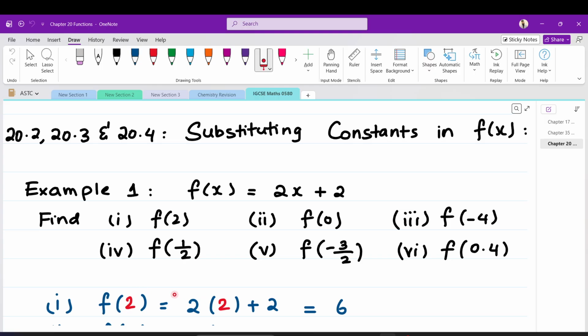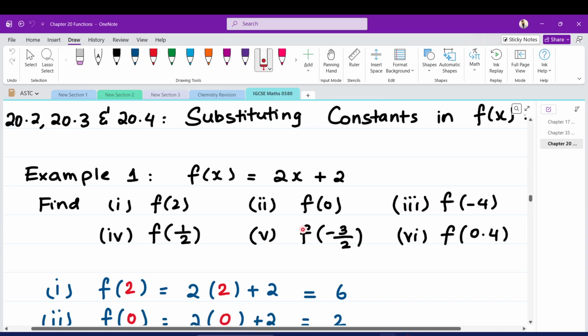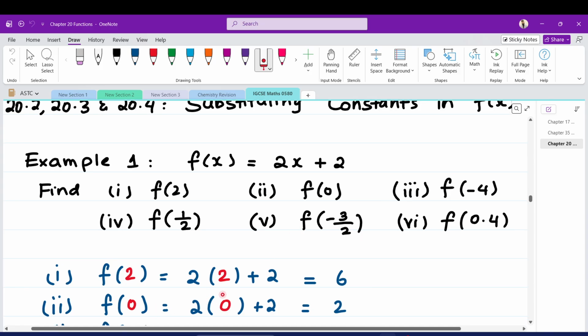In my equation, the 2 comes here in place of x, and now you just work out the value. What will be the corresponding y value? That will be 2 times 2, which is 4, and 4 plus 2 is 6. That's it. You can say that this is one value of the range. So this value of the domain will be mapped onto this value of the range. The next one is f of 0. Instead of x, we plug in the value 0. So that would be 2 times 0 plus 2. This becomes 0, so you'll be left with just 2.